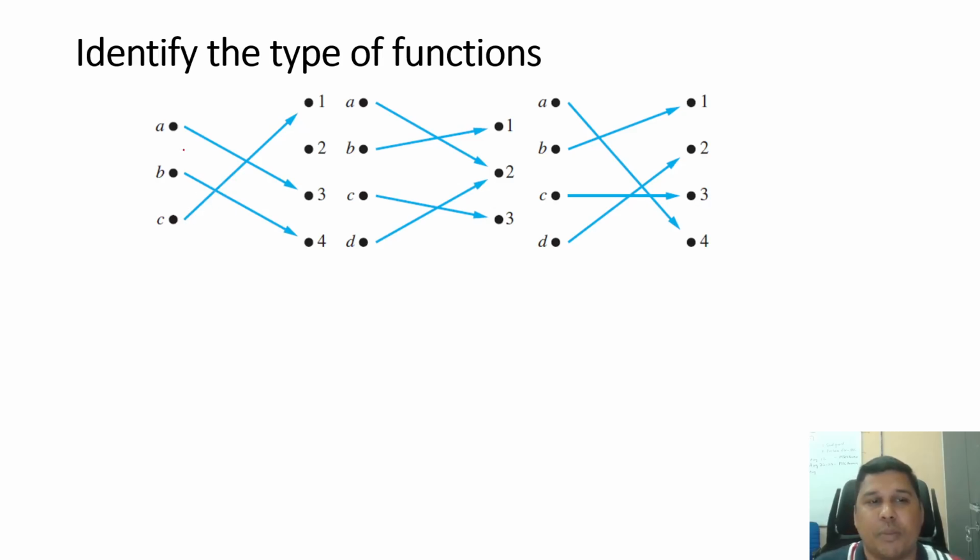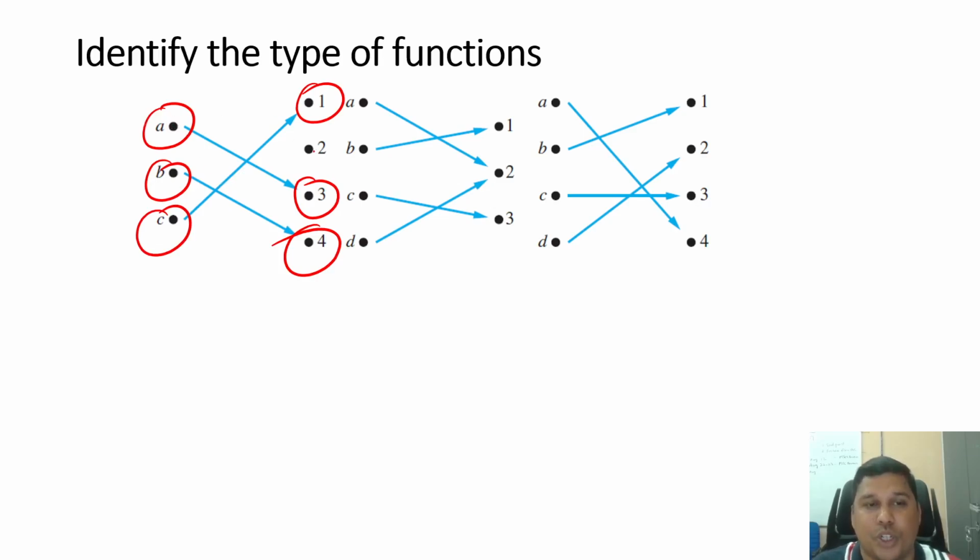See the first one. If you see, for input A, there is 3. For input B, there is 1. For input C, there is 1. For input D, it is 4. So for every input, there is exactly one output. Therefore, this is one-to-one.